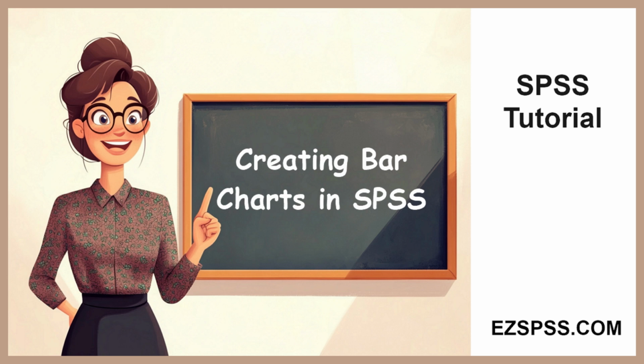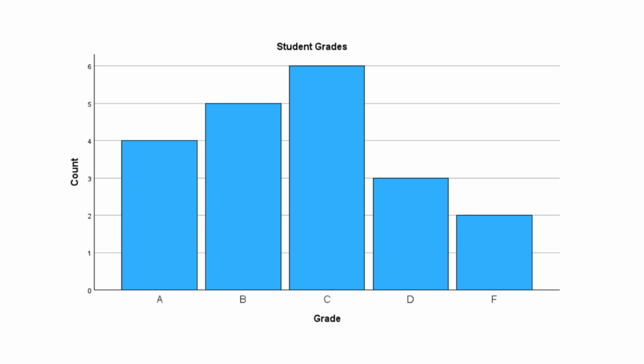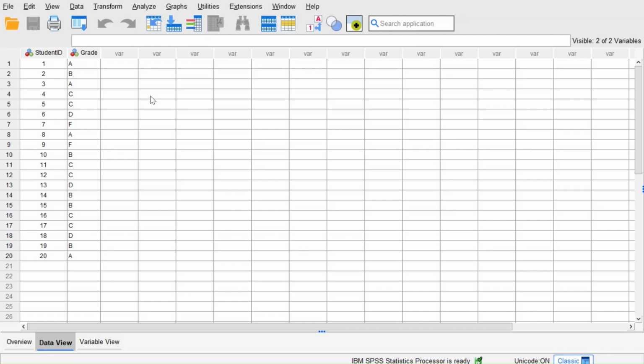In this quick tutorial, we'll show you how to create a simple bar chart in SPSS. It's one of the easiest ways to visualize categorical data. Our dataset contains grades from 20 fictional students. We want to see how often each grade occurs. A bar chart is perfect for that.